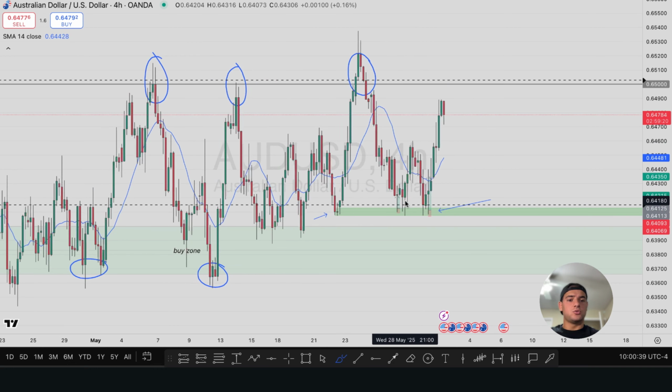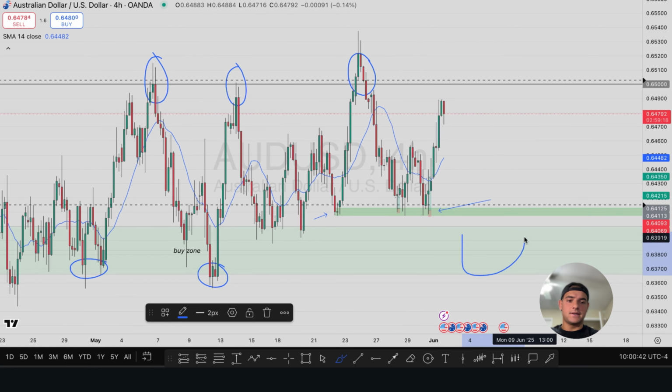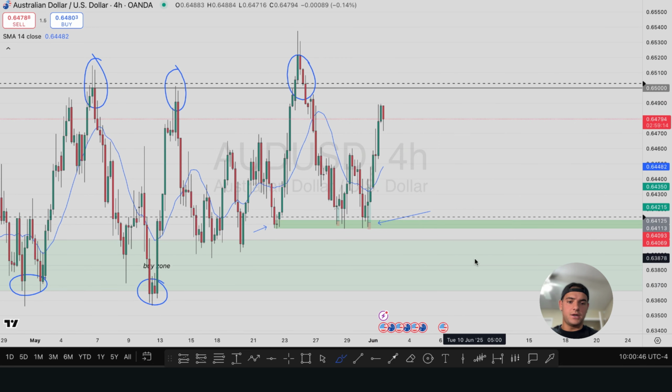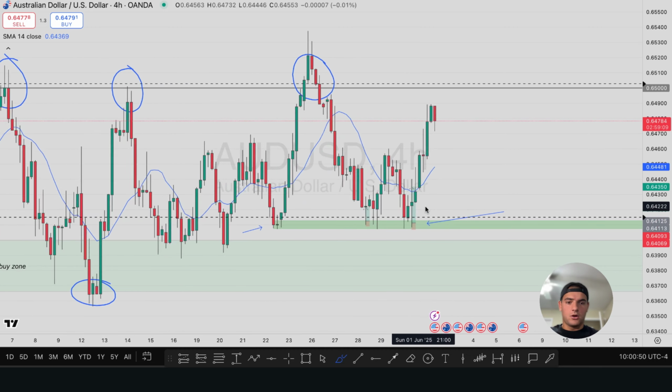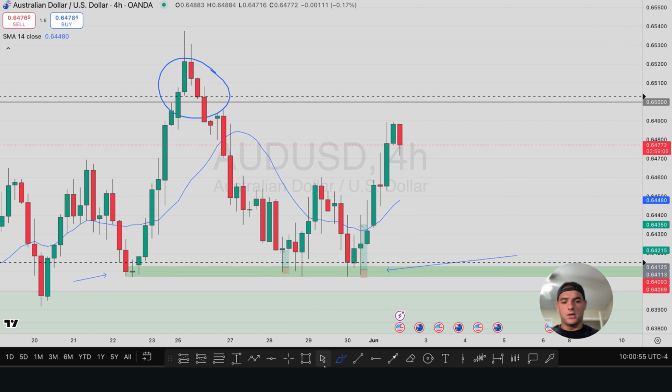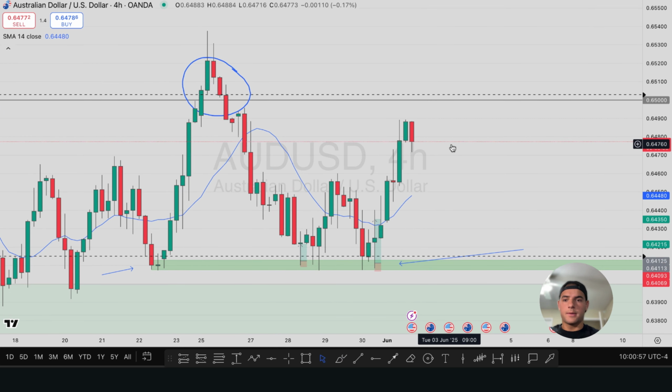If price drops down to my buy zone, I'm looking to enter a close to 5% risk on a trade here. So 5% risk means that if I have a 1 to 4, 1 to 5, that will be a 20% reward.